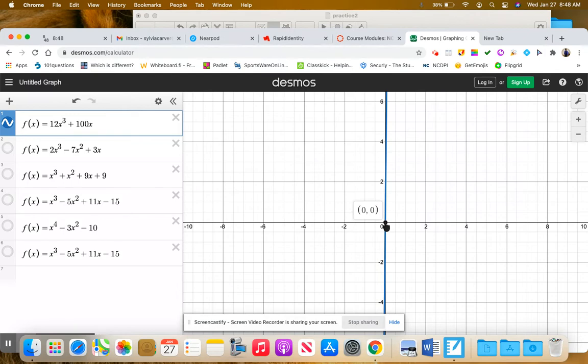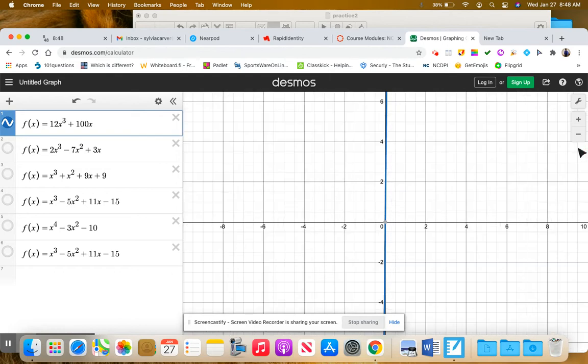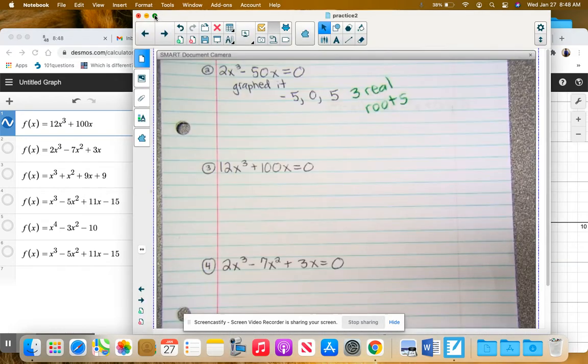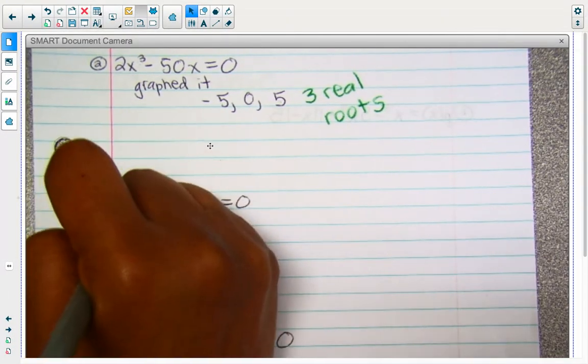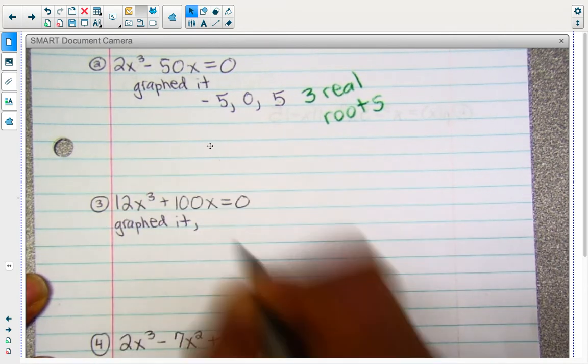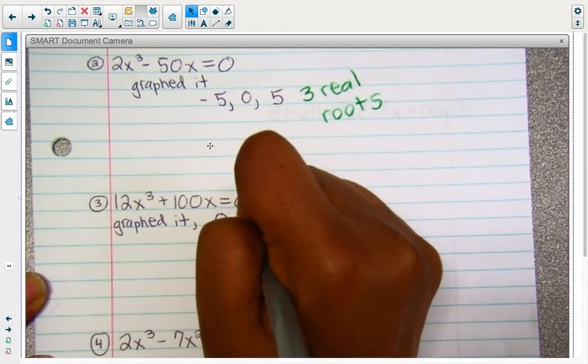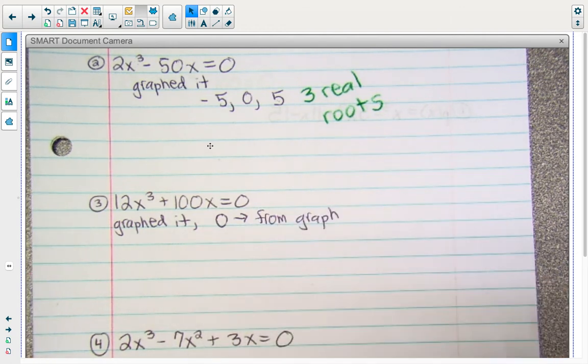So let me go through that one more time. I'm looking for 3 solutions total because it's x to the third. I see that it only crosses once, and that's at 0. Whether I zoom in and out and try to play with it, it's only going to cross the x-axis one time. So that means we're going to have to do a little bit more work for this one. From the calculator, I'm going to say I graphed it, and we got 0 from the graph. So that means I'm looking for my other solutions. We have to solve this problem a different way.